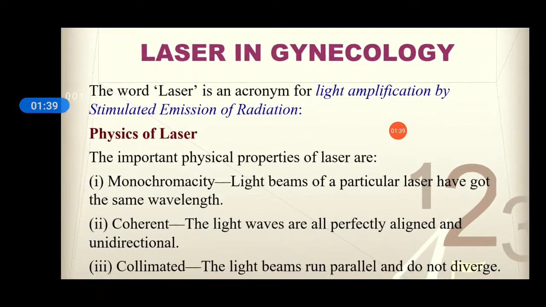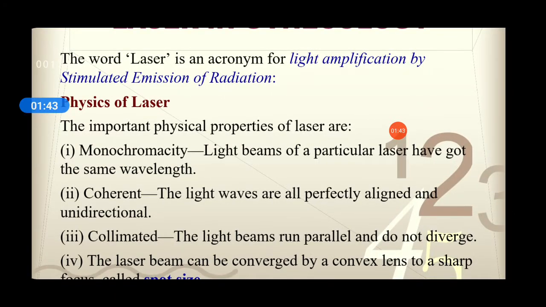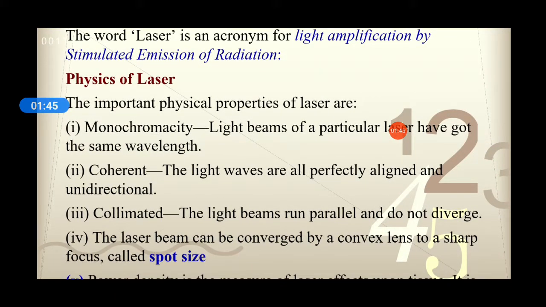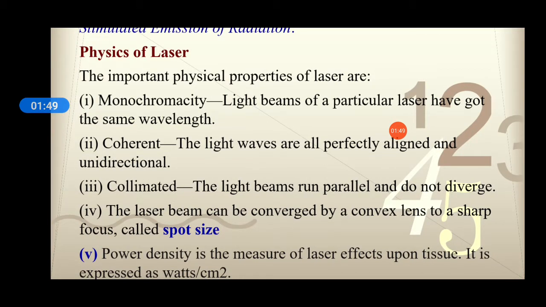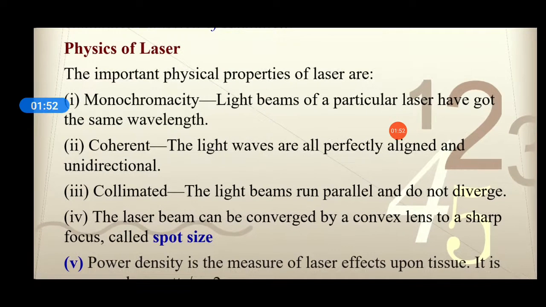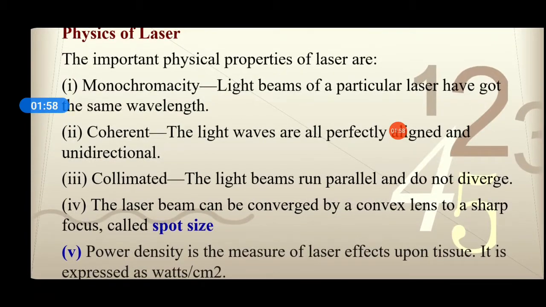gynecology. So the important physical properties of laser are monochromaticity, that means whenever the light beams of a particular laser have the same wavelength, that is called monochromaticity. Coherent: the light waves are all perfectly aligned and unidirectional. Collimated: the light beams run parallel and do not diverge, which is called collimated. So light beams are collimated.